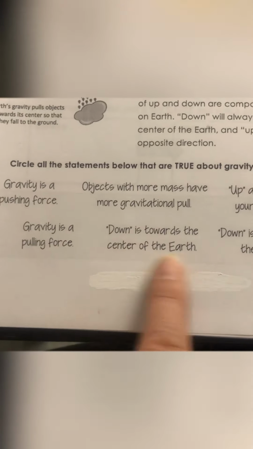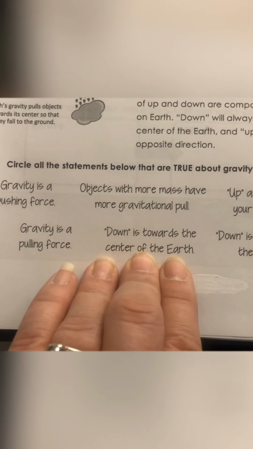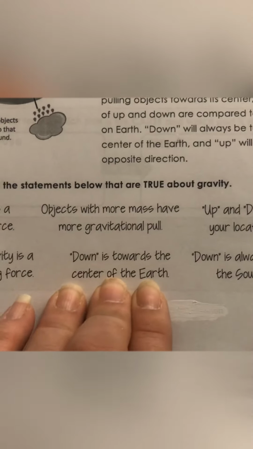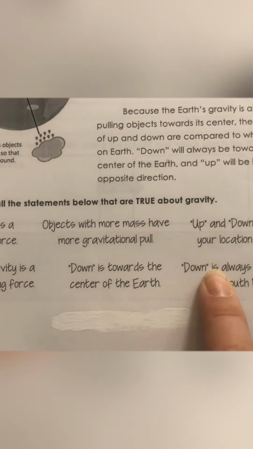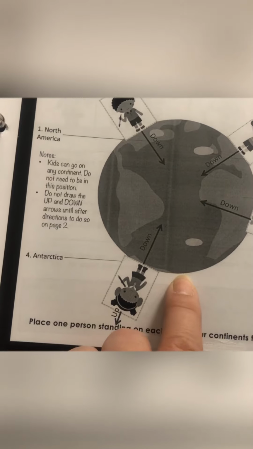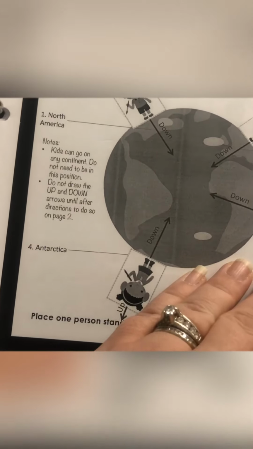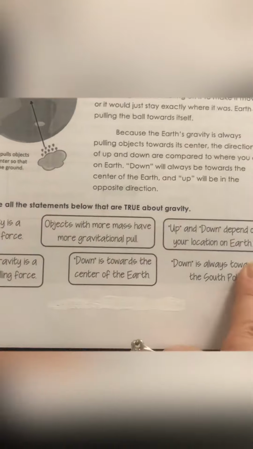Down is towards the center of the earth. Did we get that that was true? Absolutely. Down is always towards the South Pole. So is down always pointing down here to the South Pole? No, it's always pointing to the center, so that one was false. So you should have circled all of them except for these last two, sorry.